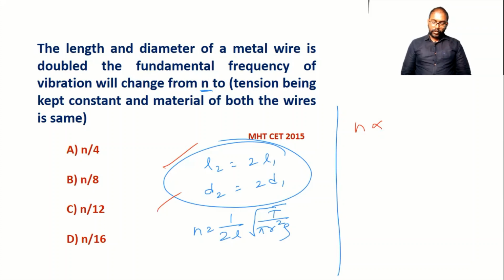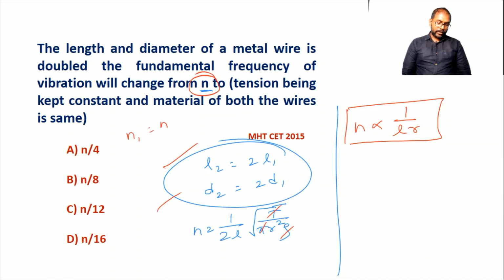So in terms of length and in terms of radius I can write this. Under root r square means r. So density is the same, tension is the same, pi is the same, so we get this relation. And we have to find out N2, where initial N1 is N. So N2 by N1 is equal to, let me use the inverse relation, L2 R2 over L1 R1.